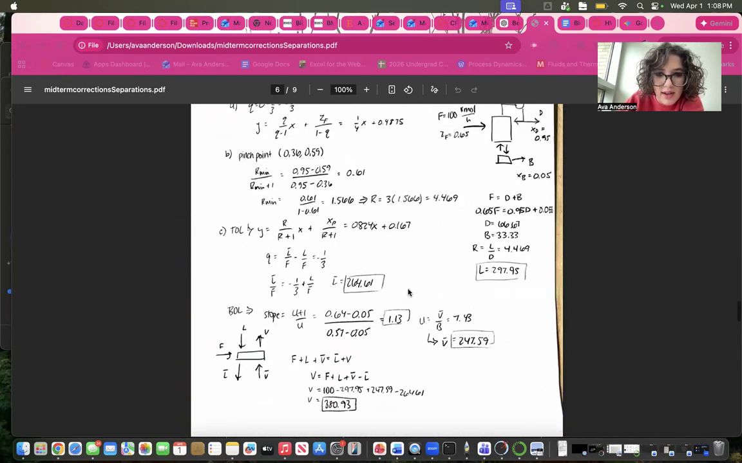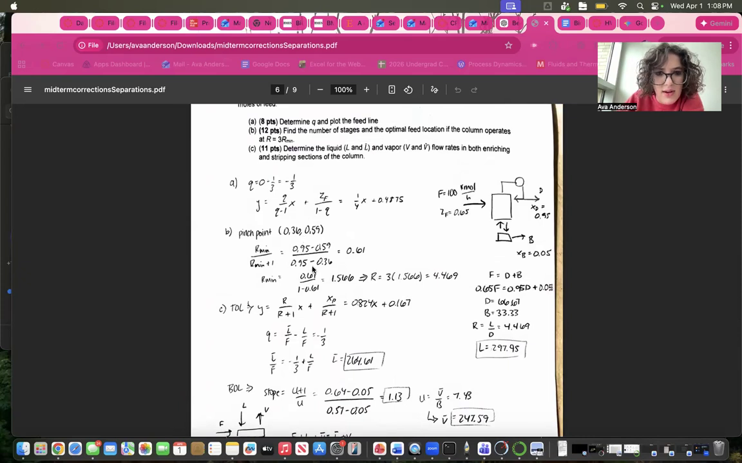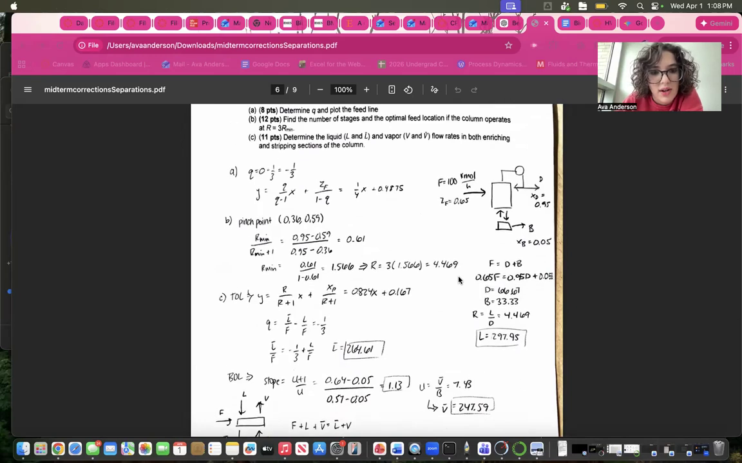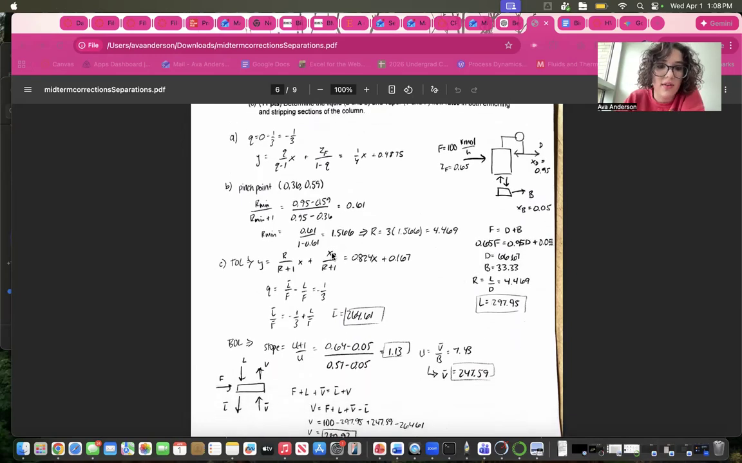Which is also stated here. And R min over R min plus 1 equals this guy, and then that equals 0.61. And you can use that number to solve for R min. So 0.61 all over 1 minus 0.61 is 1.566. And then you can use that to solve for actual R, which is just 3 times R min, which is 4.469. And then for part C, we're solving for toll and bowl.